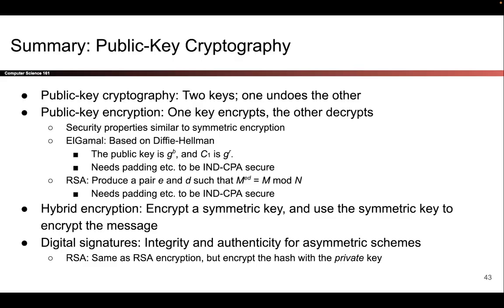And finally, we talked about digital signatures, which provide integrity and authenticity in the asymmetric key model, and we showed that RSA digital signatures use the same idea as RSA encryption, but you start by using the private key to sign, then everyone uses the public key to verify. And remember that adding a hash allows you to sign arbitrarily large messages. So that's it for public key cryptography.